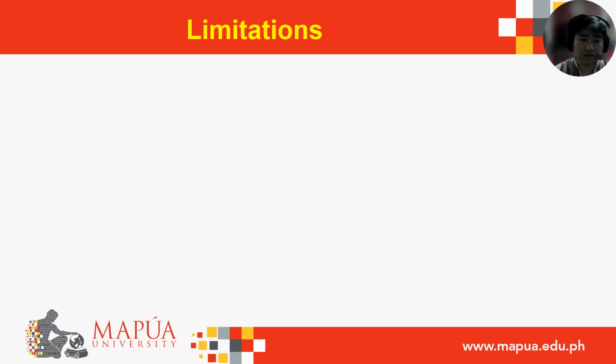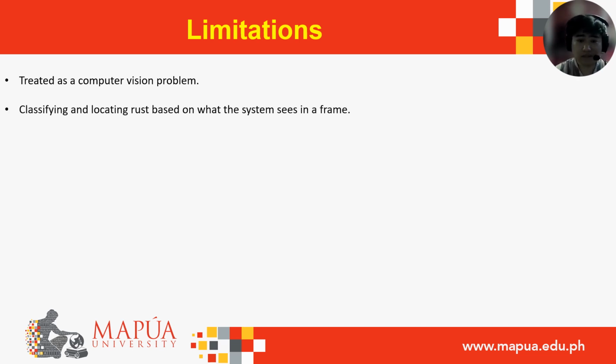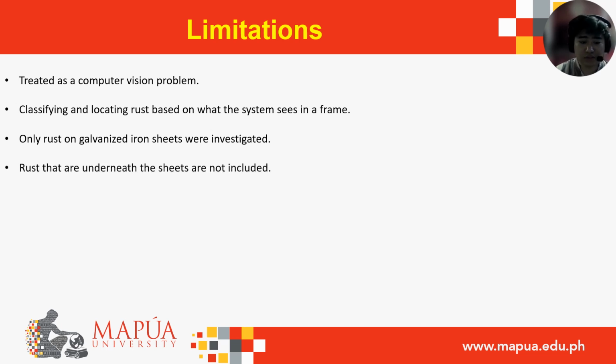The limitation of the study is that the problem is treated as a computer vision problem. This means that the classification and localization of rust is based on what the system sees in a frame. Rust that are underneath the sheets were not included, but rather rust that are visible and present on the surface of the sheet. And only rust on galvanized iron sheets were considered.